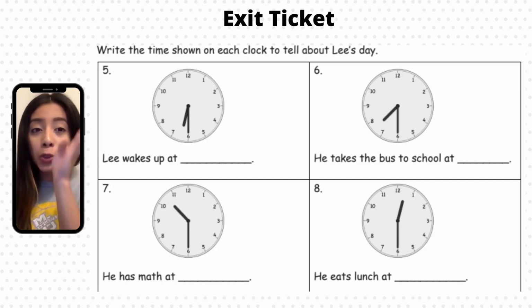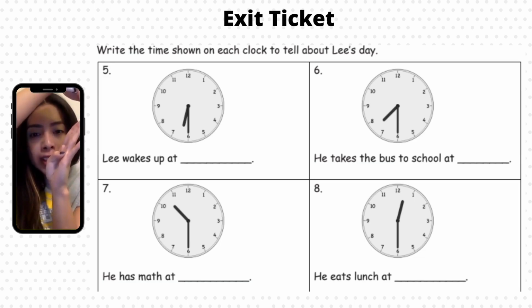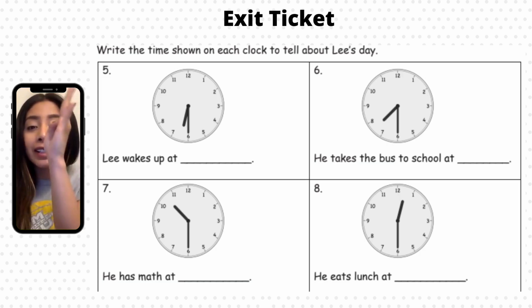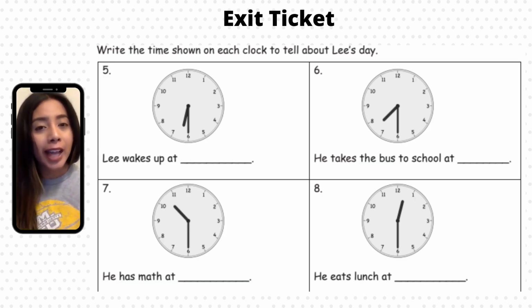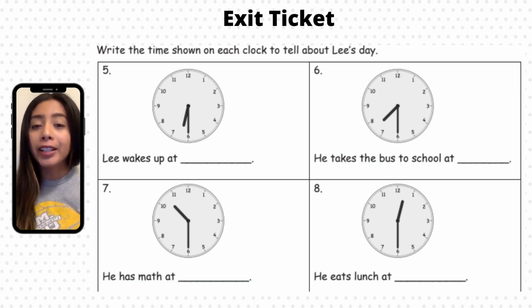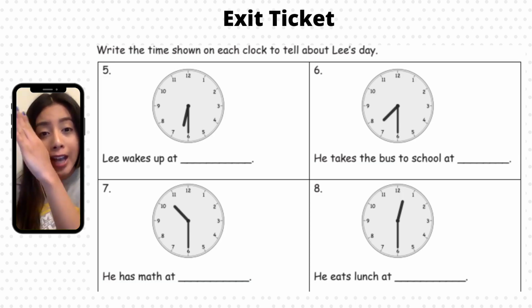Don't get confused with that hour hand, even though it's not touching 10 really closely. We can't say that it's 11:30 because we haven't reached 11 yet. So we're still at the hour 10. And our minute hand is telling us that 30 minutes have passed in this hour. So 10:30.